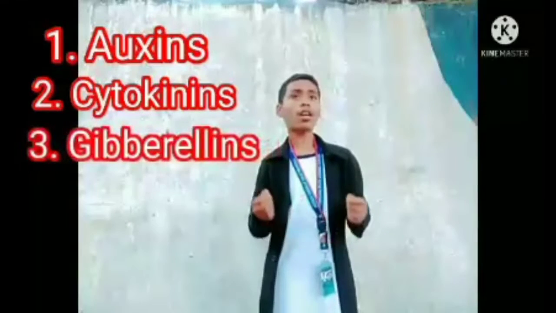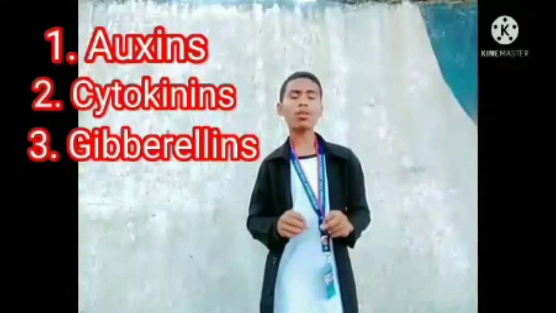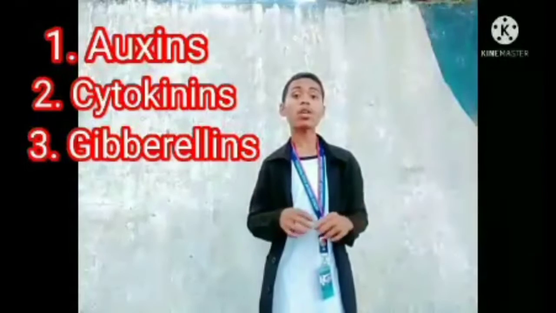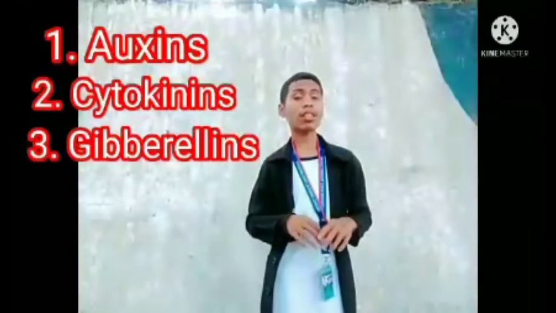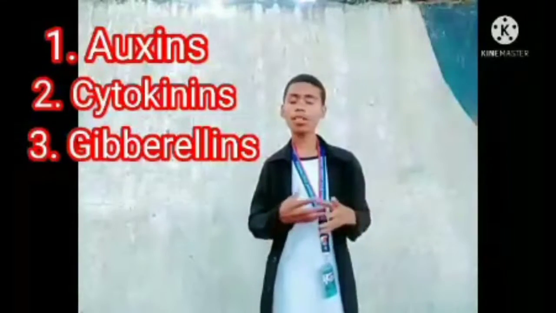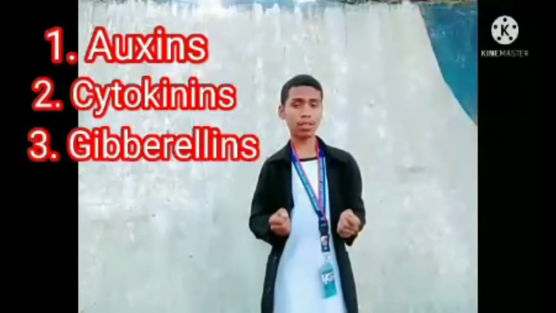The third one is gibberellins, plant hormones that regulate various developmental processes including stem elongation, germination, dormancy, flowering, flower development, and leaf and fruit senescence.